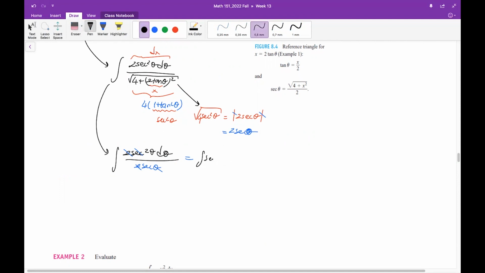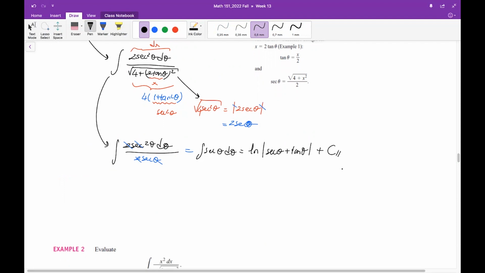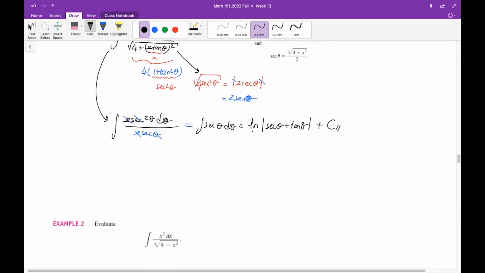And you know how to integrate secant theta. We have a rule for it. The rule goes like ln secant theta plus tangent theta plus an arbitrary constant c, because it's an indefinite integral. But you shouldn't stop here. You should turn back to your original variable x. How will you do that?